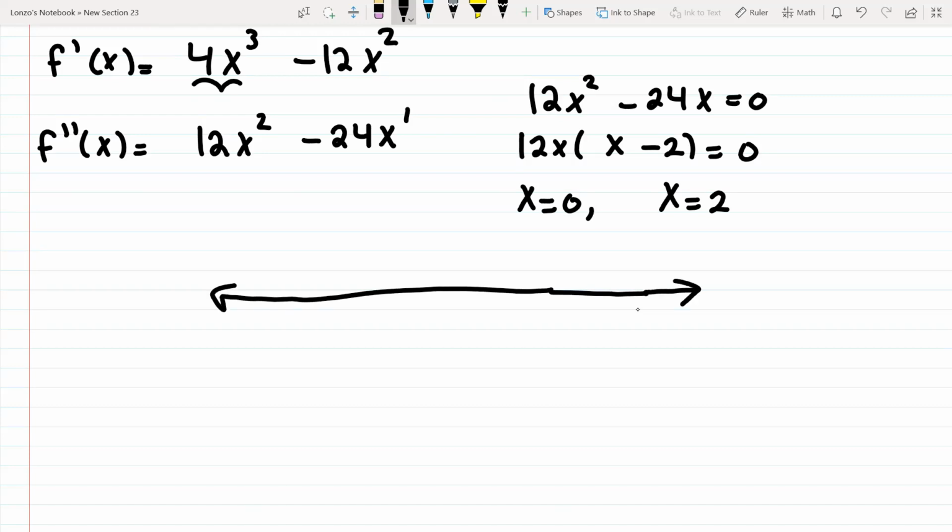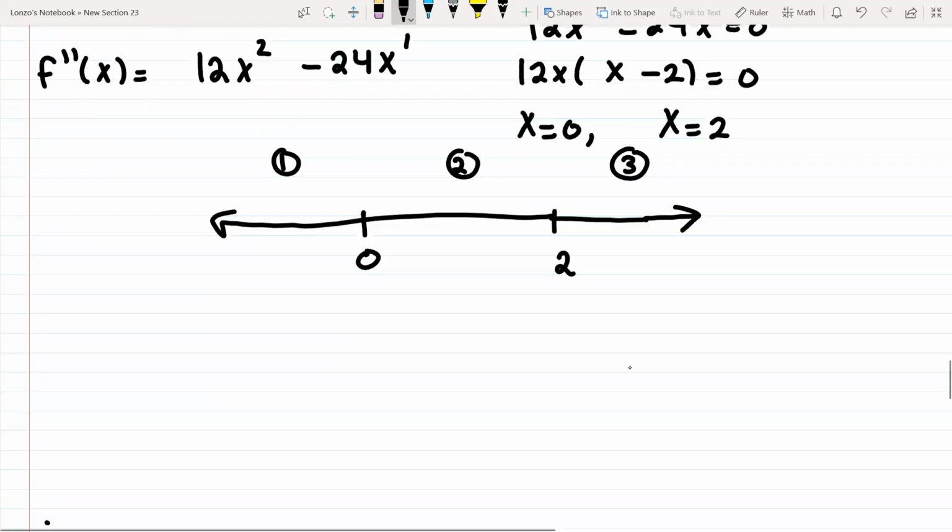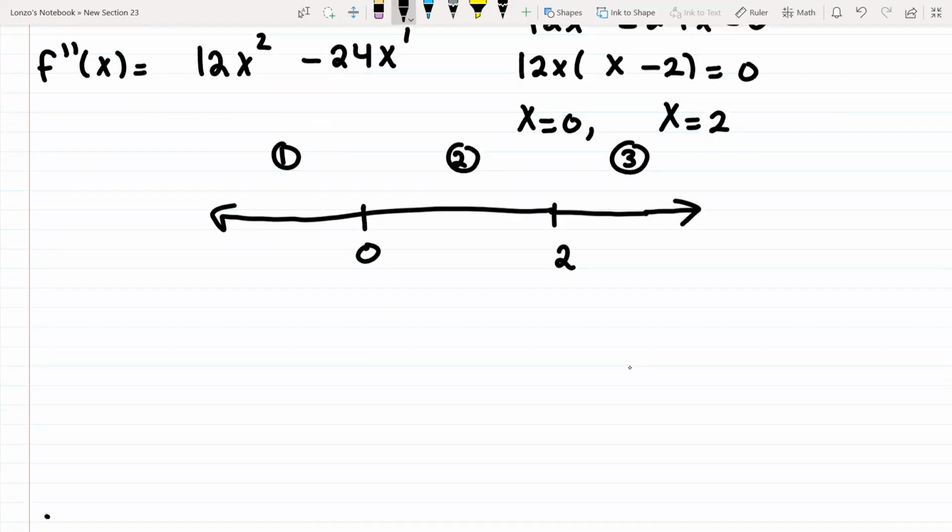So our smallest x value is 0. Our more positive x value is 2. 1, 2, 3. We have 3 different boundaries we have to test. So remember, we're going to put it in f double prime, right? Don't test your values in the original problem. So put it in f double prime.